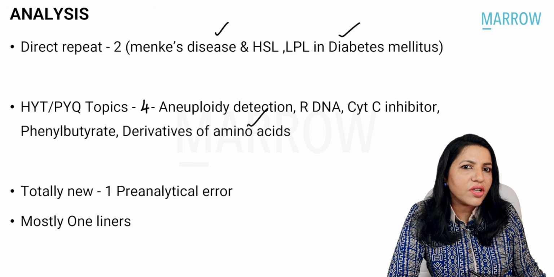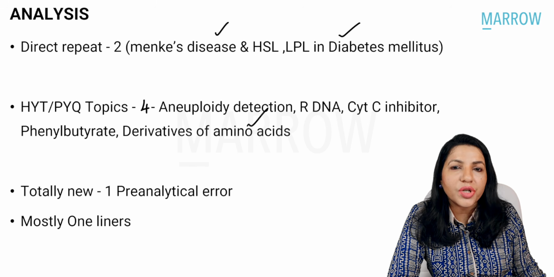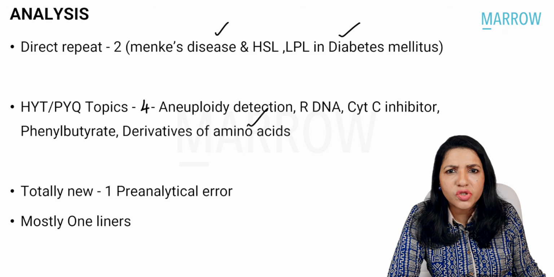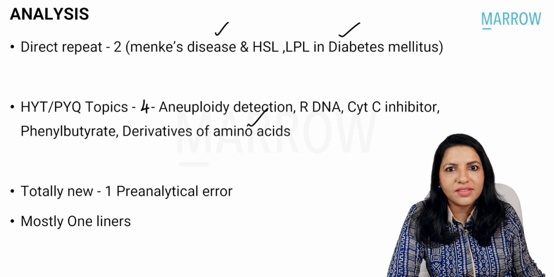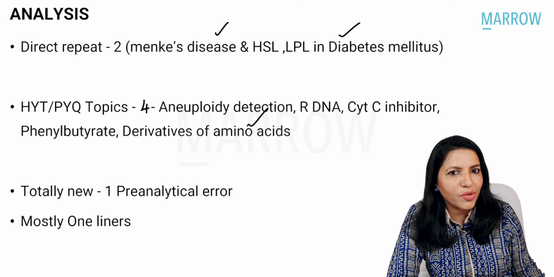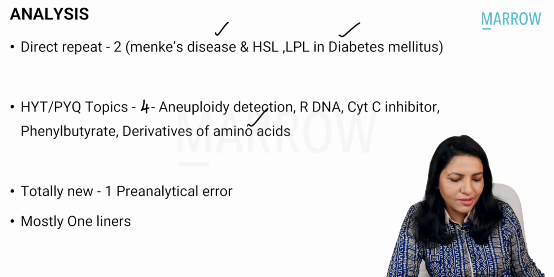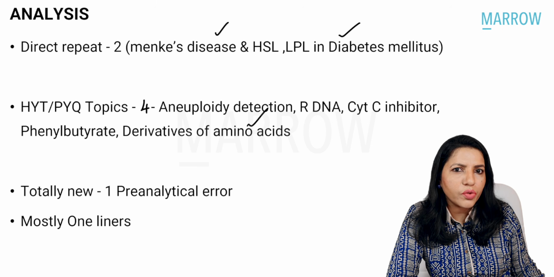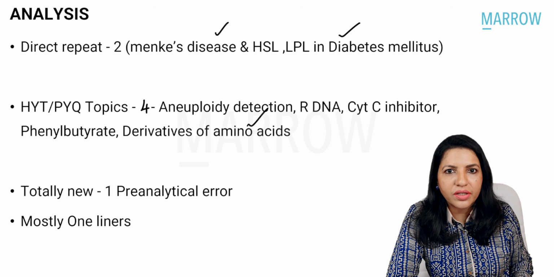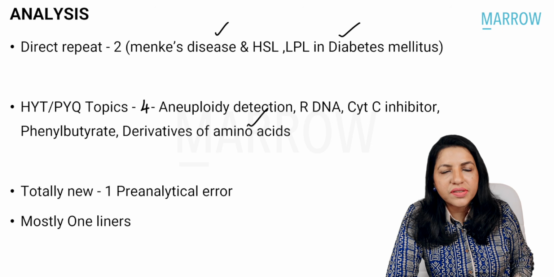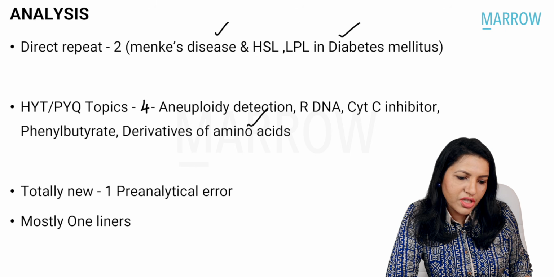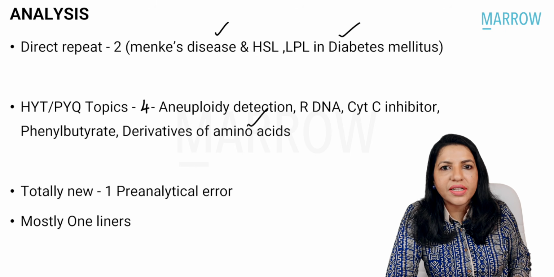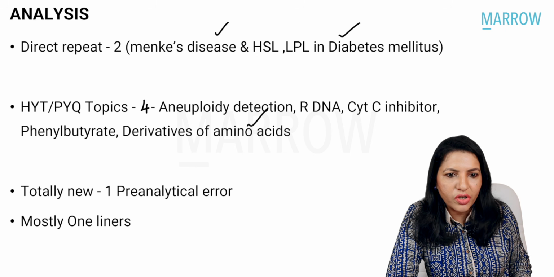One new entry to the high yield topics which I could see is the pre-analytical error, which was not asked in any of the exams previously. So I feel that this is a new entry to the high yield topics as far as biochemistry is concerned. Then there were a few questions on the color coding of the vacutainer, which I am not discussing in this biochemistry session because that is already discussed in the pathology session. So that is actually a shared topic between biochemistry and pathology.